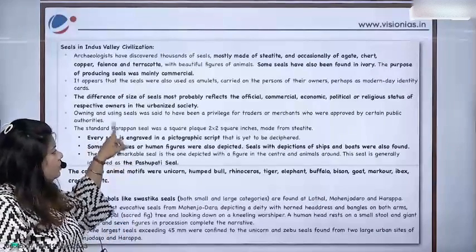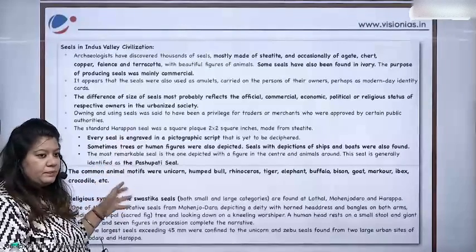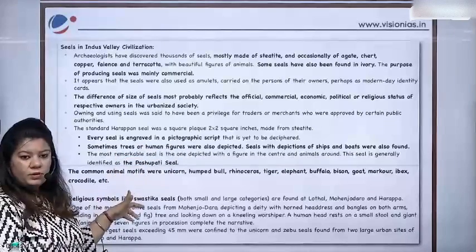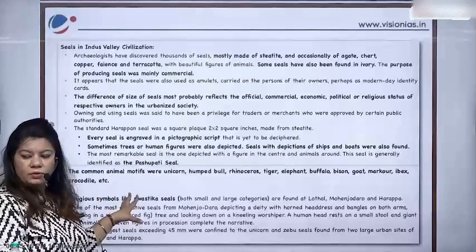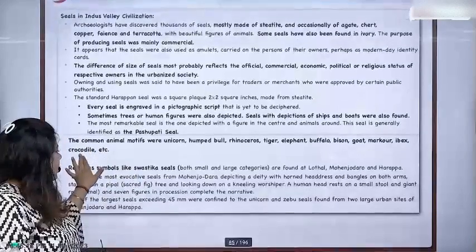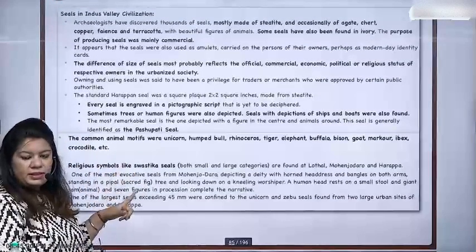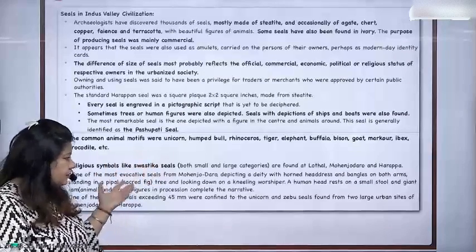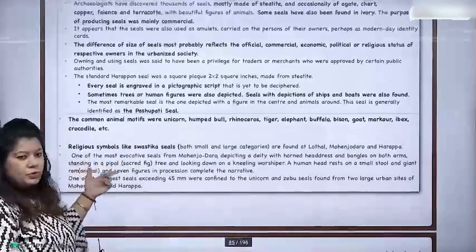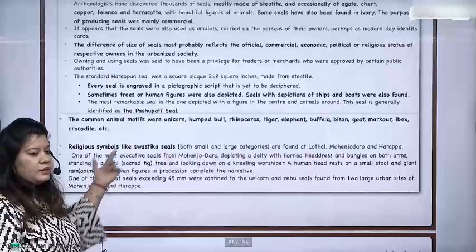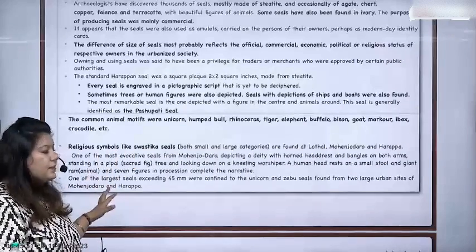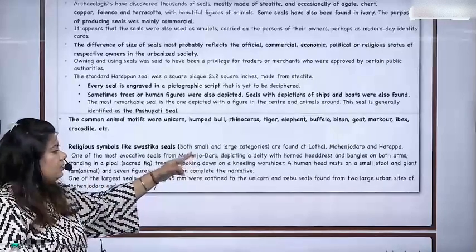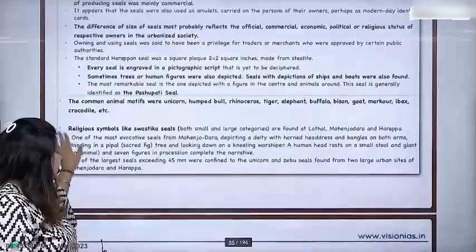Sometimes the seal also has trees and nature symbols, ships, boats, so secular symbols were also there, and religious symbols were also there on the seals. There were animals also on the seals, the most important ones being unicorn, horned bull, rhinoceros, tiger, right? As I told you, there were religious symbols also on the seals, like swastika could be seen in the seals found in Indus Valley sites, specifically at Lothal, Mohenjo-daro and Harappa, right?